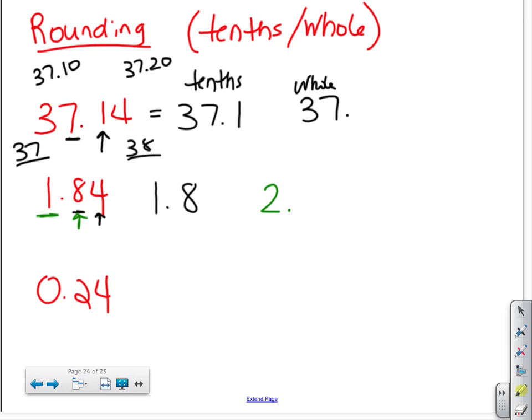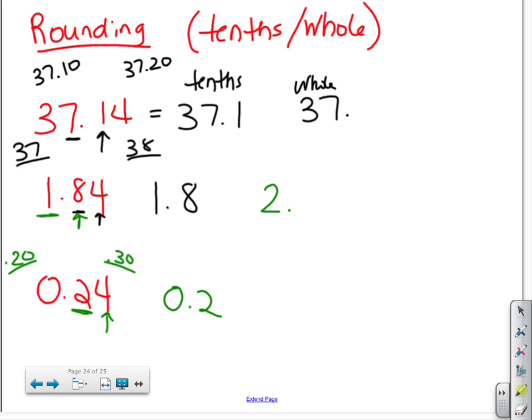24 hundredths, I'm rounding to the nearest tenths. 4 and below, let it go. I'm going to round to 2/10. Remember, I'm somewhere between being 20 cents and being 30 cents. I'm at 24 cents. That's going to round back down. Those pennies are going to drop off. I'm going to round down to just dimes, 20 cents.